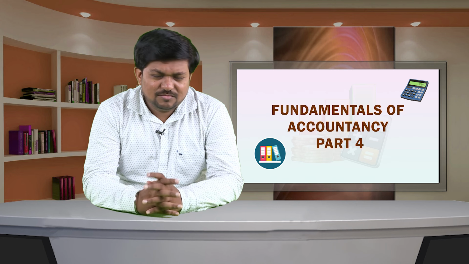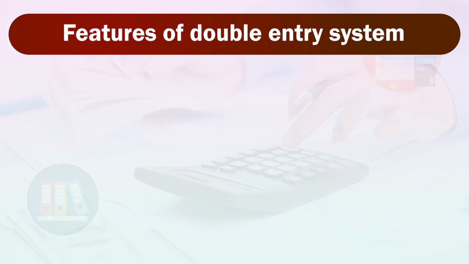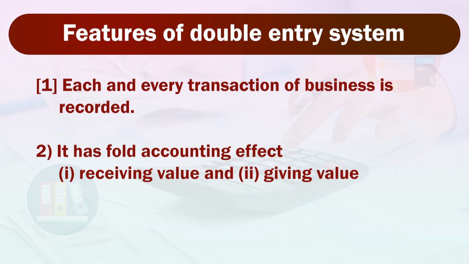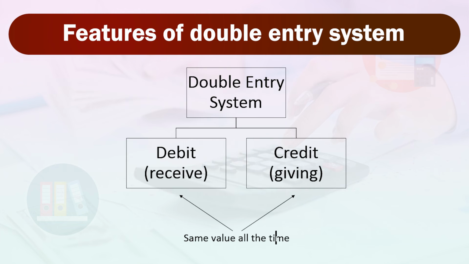Let us discuss the features of the double entry system, which explain its structure as well. The very first feature of the double entry system is that each and every transaction of the business is recorded. And second, it has a twofold accounting effect in two ways, the receiving value and the giving value, which is also reflected in the given picture.